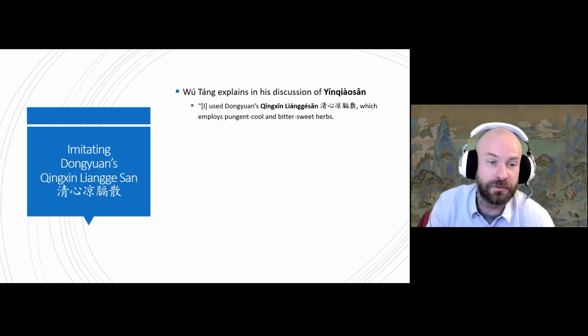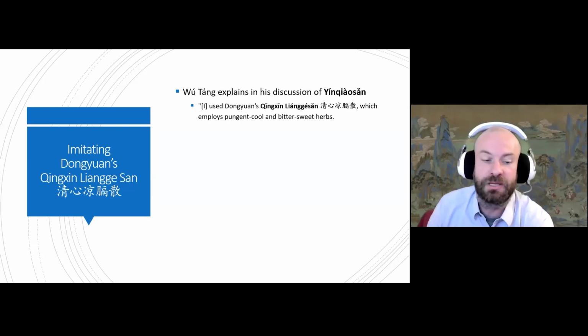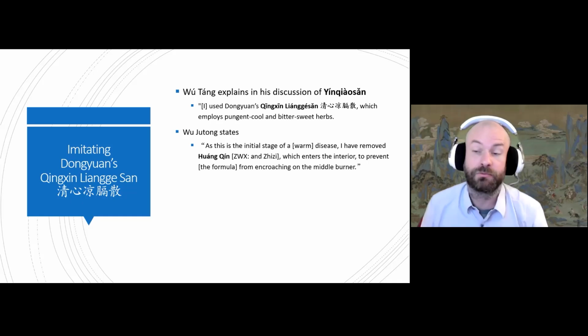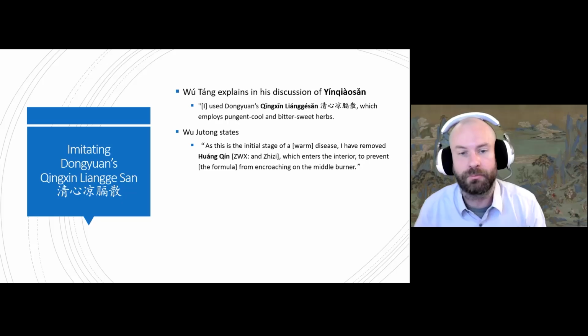He says, I used Li Dongyuan's Qingxin Liangesan, which employs pungent, cool, and bittersweet herbs. Wu Jutong states, at this initial stage of warm disease, I removed Huang Qin, and Zhang Wansuan says he also removed Jeze, which enters the interior, to prevent the formula from encroaching on the middle burner. Because remember, he wants to treat the upper burner. He doesn't want any real treatment on the middle burner.